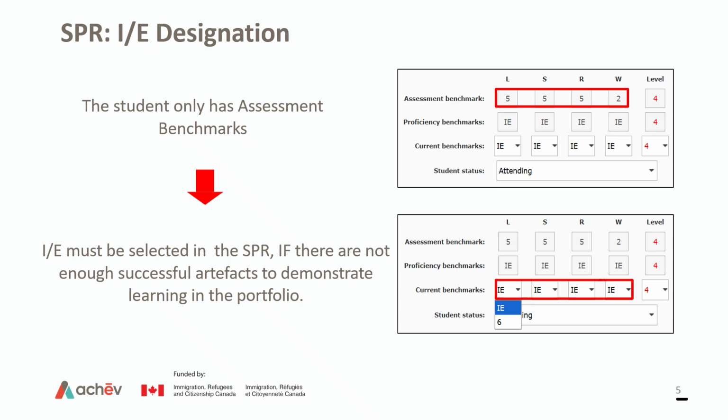If a student has only assessment benchmarks, IE must be selected in the SPR if there are not enough successful artifacts to demonstrate learning in the portfolio. Please note that instructors can enter achievements for any skills with an IE designation to record work completed, even if CLB +1 cannot be assigned.